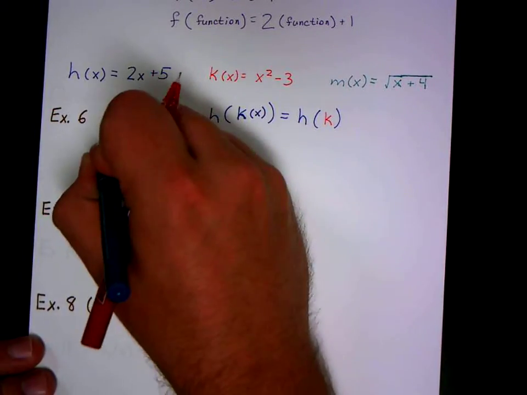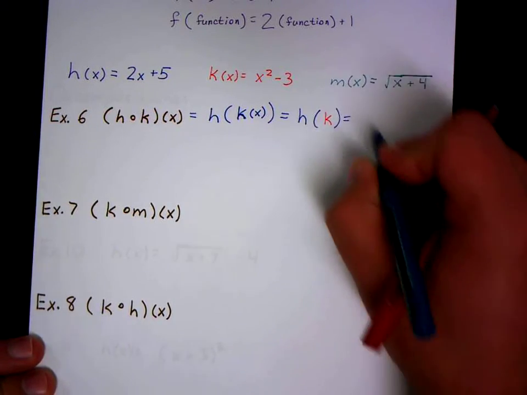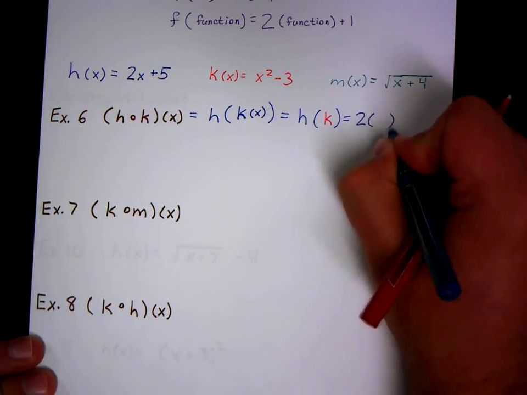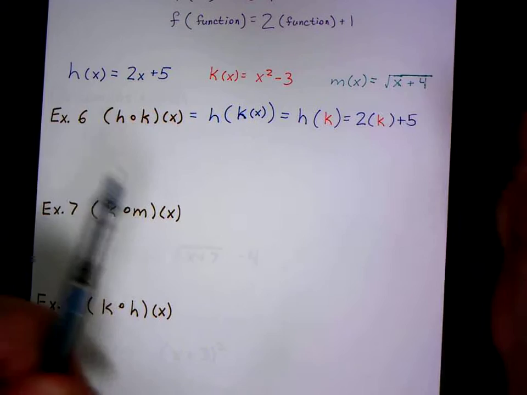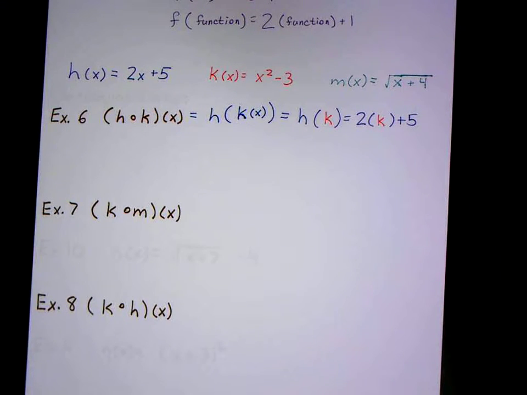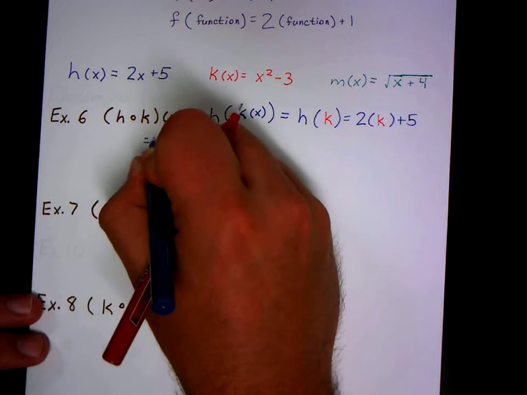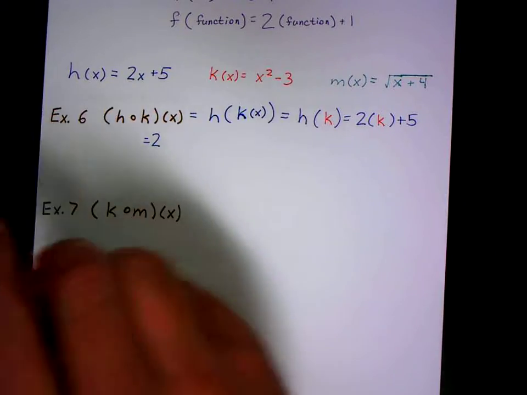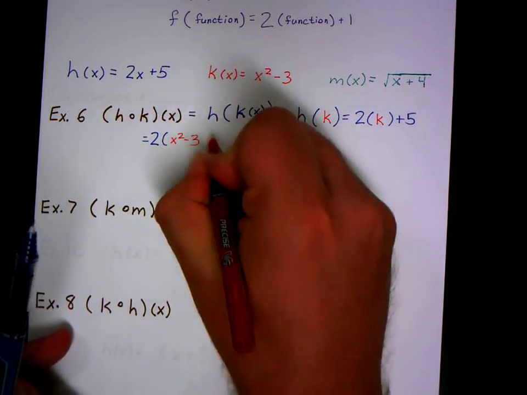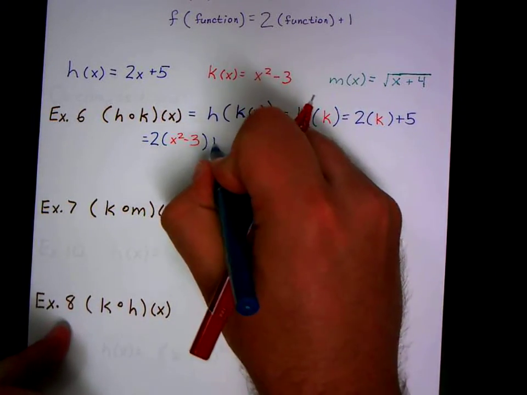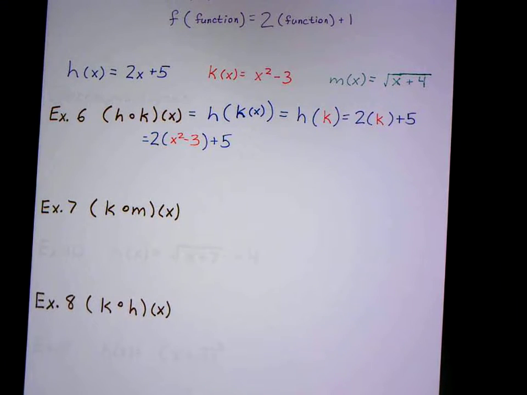So h of x is equal to 2 times x plus 5. So the k goes in where the x is, right? Okay, so what does k equal? x squared minus 3. So I know I might be going a little slow, but I want to make sure that we understand this, because if we go too fast, I know we will end up leaving people behind.